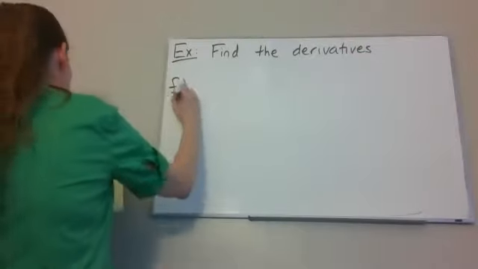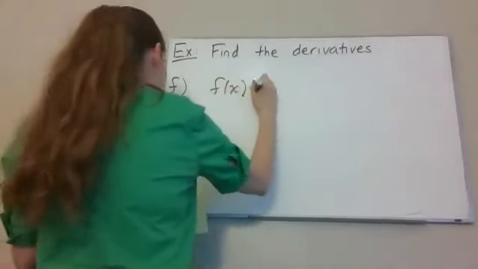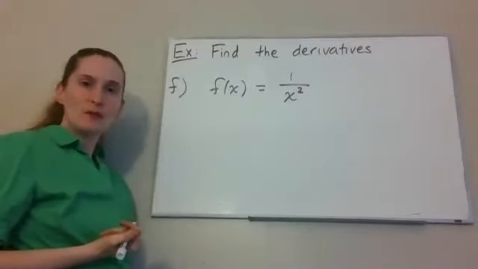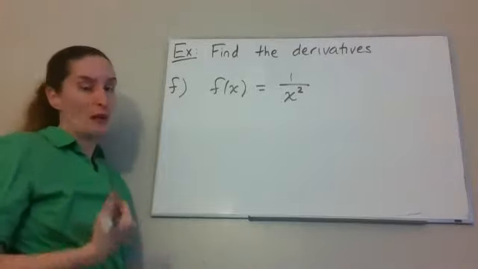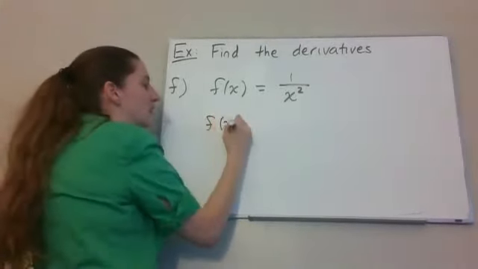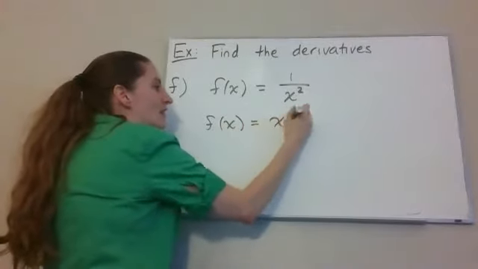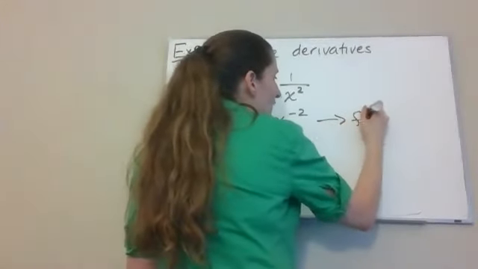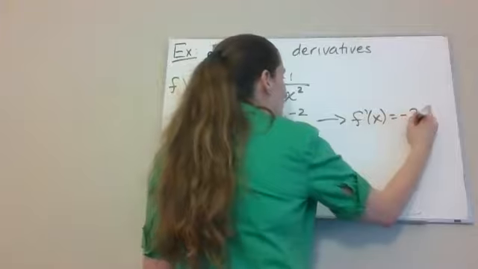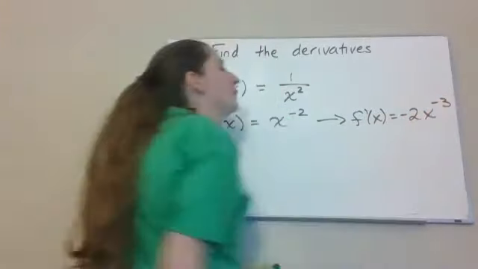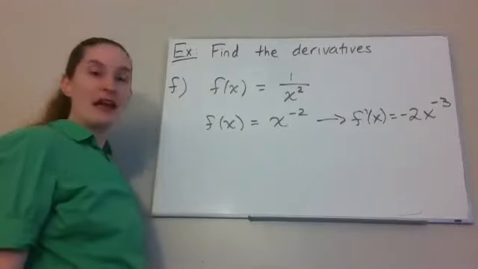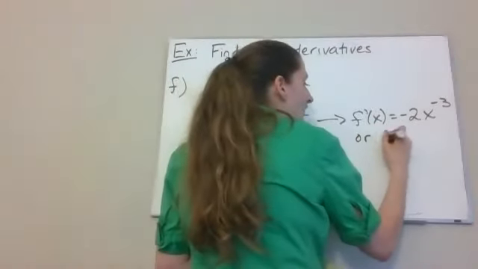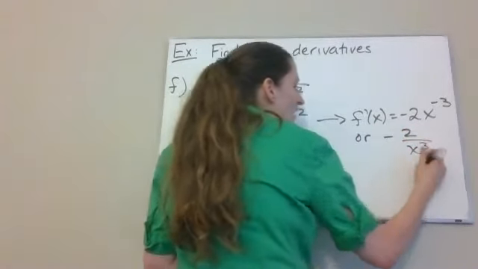Part F. We have f of x equals 1 over x squared. So first thing we should do is rewrite this so it just looks like x to a power. So I can rewrite this using a negative exponent, x to the -2. Then when I take the derivative, the -2 comes down. My new power is 1 smaller. So I get -2, x to the -3. You can leave your answer like that if you would like, or you can write it with the x to the 3rd in the denominator again.